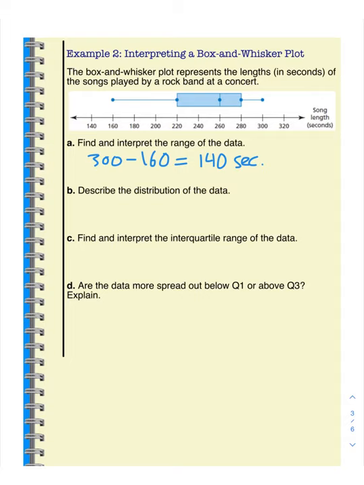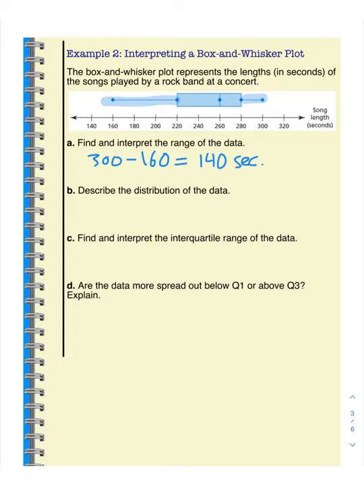All right, describe the distribution of the data. It looks like the whisker on the left is quite a bit longer than the whisker on the right. So most of the data is on the upper half. We see that half of the data is between 220 seconds and 280 seconds. And the lowest data point is 160 seconds. The highest data point is 300 seconds. The median is 260 seconds.